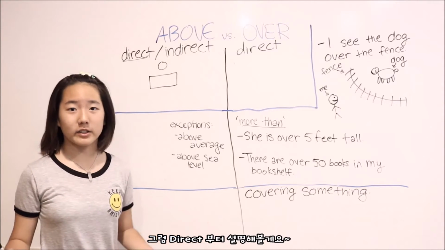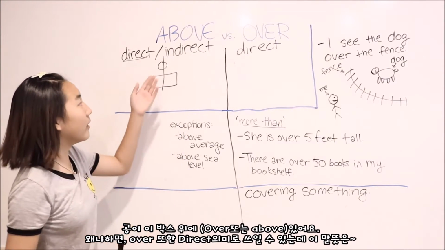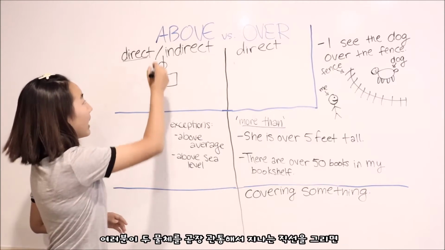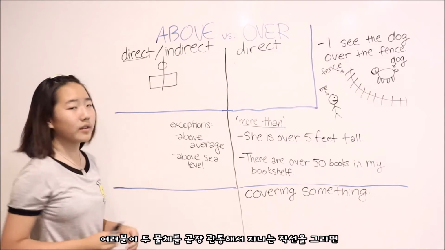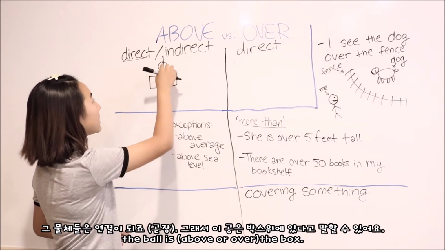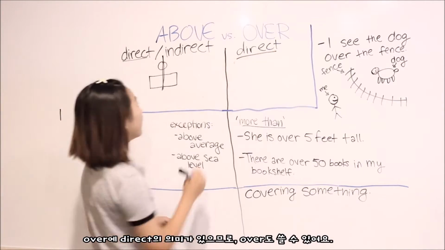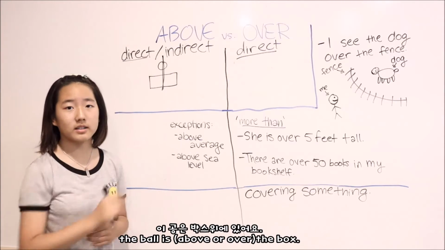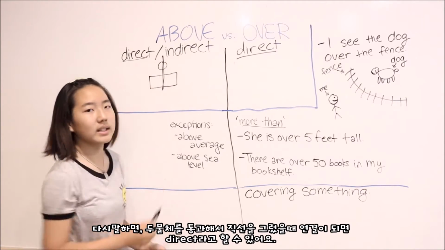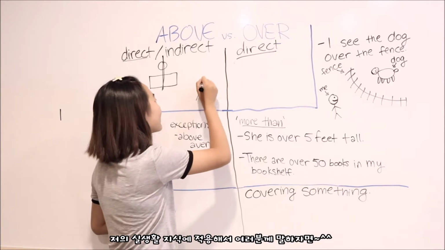Let's explain direct first. There's a ball over or above this box, because over can also use direct. And that means when you draw a straight line through the two objects, they connect. So this ball is above or over the box, since this has direct as well. And that again means that if you draw a straight line through it, they both connect. And I have a real life analogy for you guys.